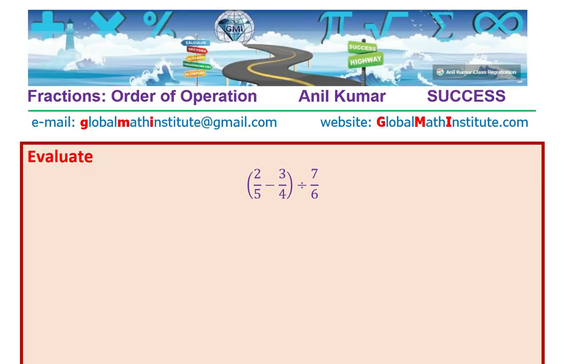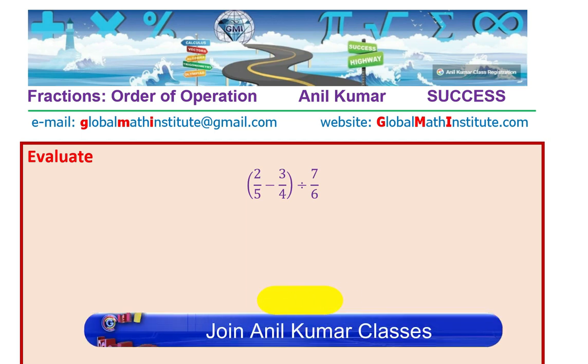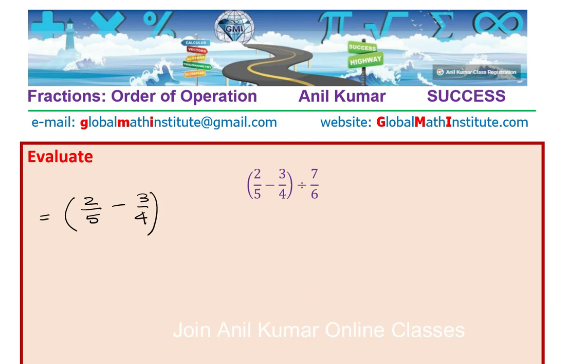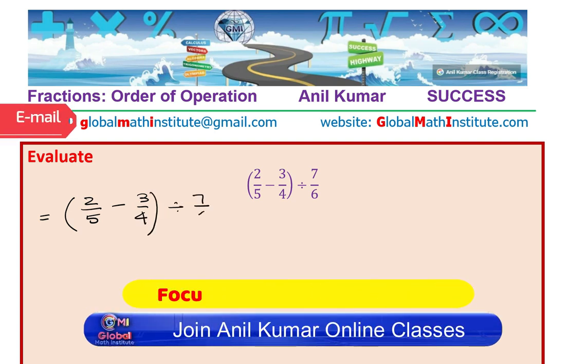So now let's look into how we solve this, right? Which is 2 over 5 minus 3 over 4 divided by 7 over 6. Let's rewrite the expression. So we have within the bracket 2 over 5 minus 3 over 4. We have to divide by 7 over 6.